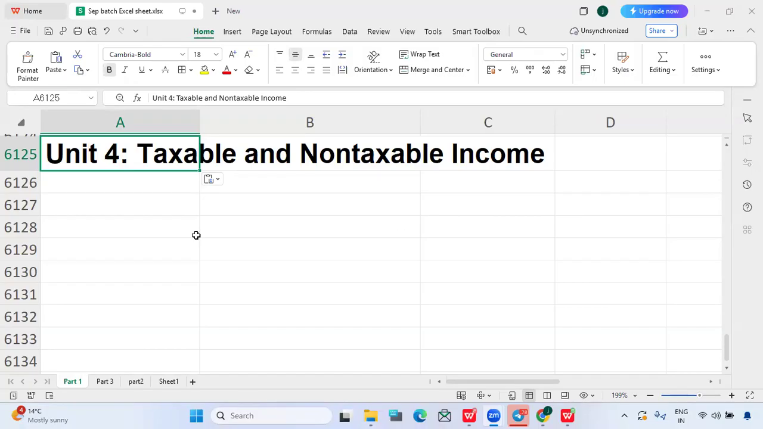Today we'll start with the Unit 4 revision session, which is taxable income and non-taxable income. So we understood what filing status is, and we also understood dependents. A small correction in the dependents, I have messaged in the group as well.